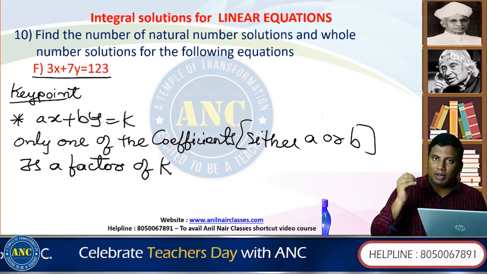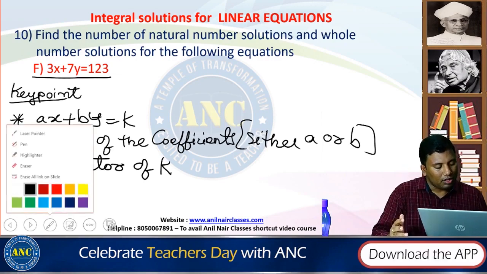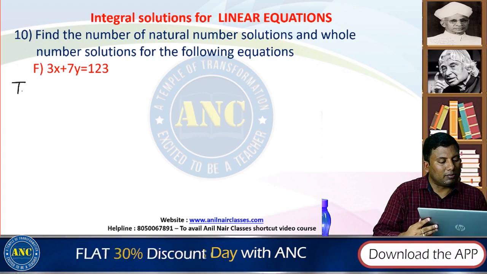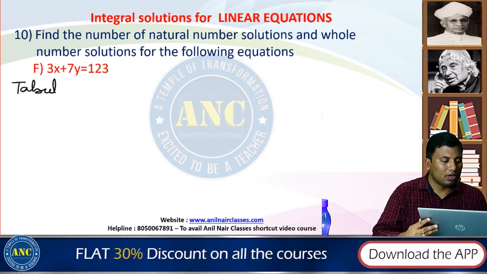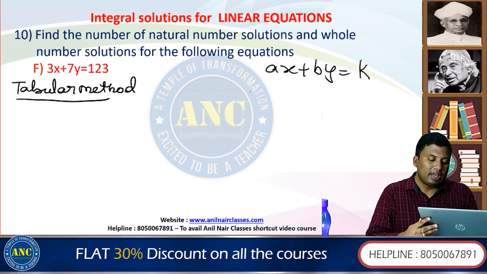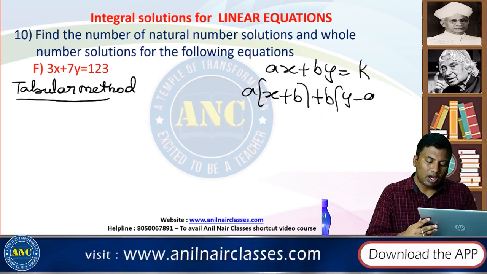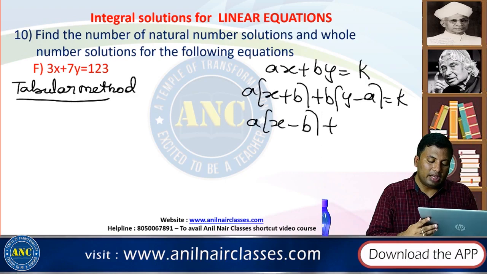First I will solve it in the tabular method, then I will tell you the A and C method. Tabular method, which is method 1. Now listen carefully, what is it that we discussed? If ax plus by equivalent to k, if x is increased by b, y will be decreased by a, or if x is decreased by b, y will be increased by a. This is what we discussed.